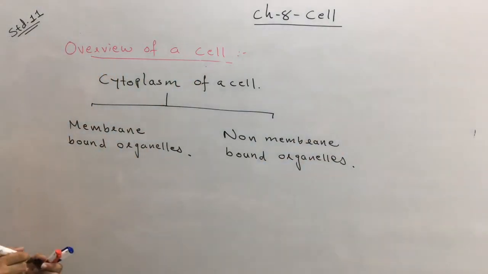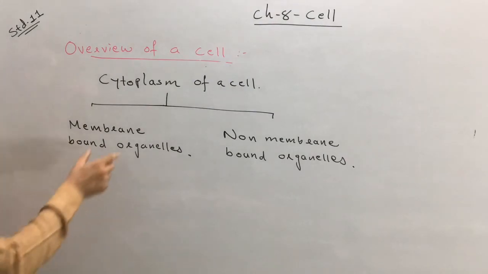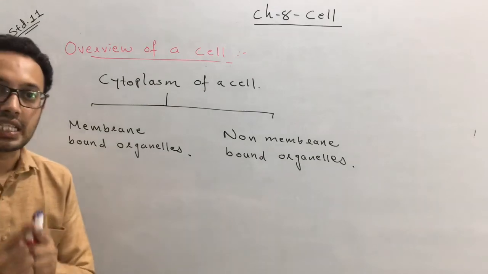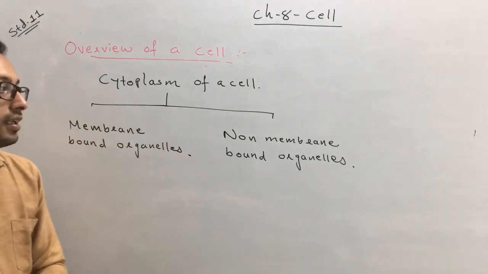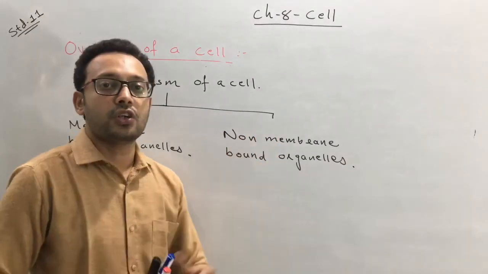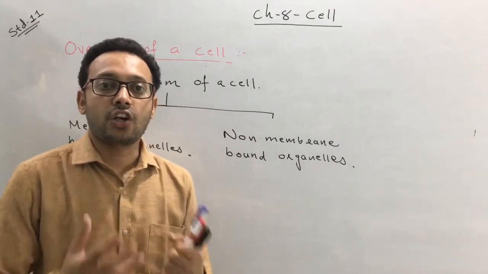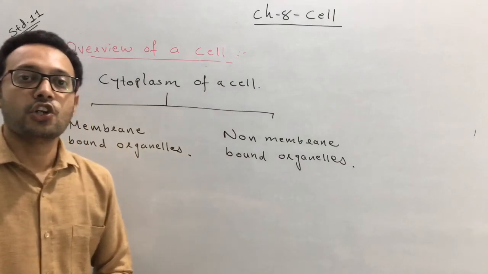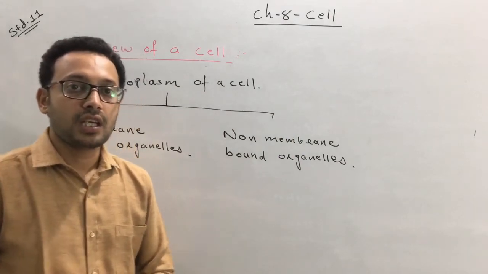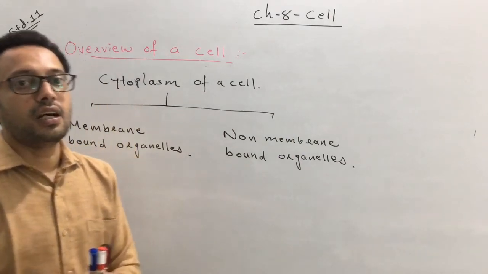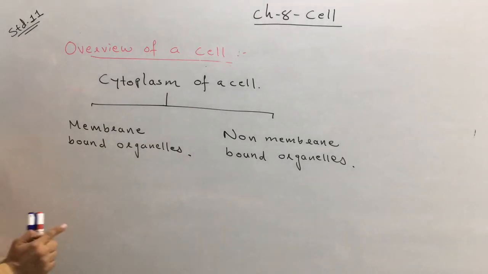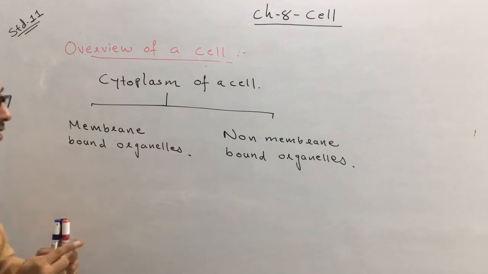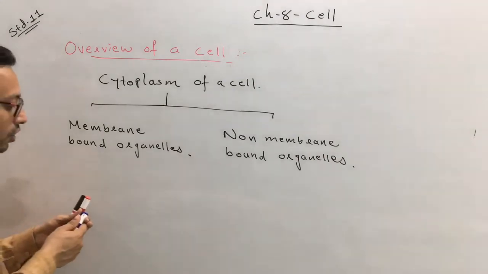The name itself is explanatory. Membrane bound organelles means these organelles are surrounded by a membrane, and non-membrane bound organelles means they are not surrounded or covered by a membrane. So that's why they are called non-membrane bound organelles. I am just listing out the names of membrane and non-membrane bound organelles, and you have to remember them thoroughly. So which are the membrane bound organelles?